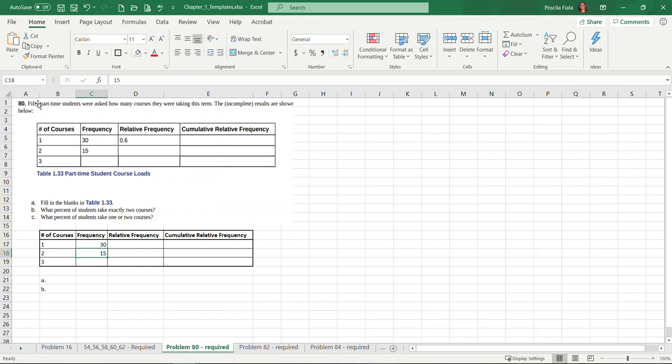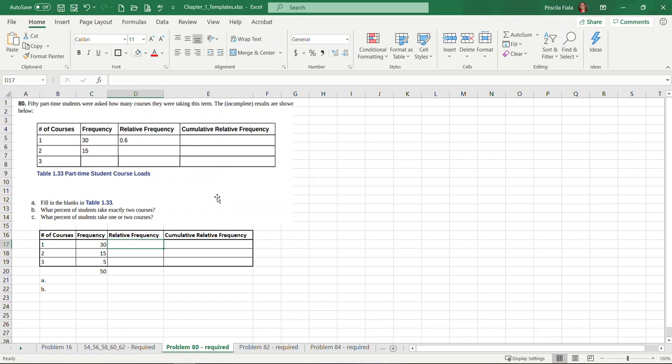Well, if they're talking about 50 part-time students, and you only have here, if you add these two, it's 45, you would know the difference over here is 5. So just to make sure, let's go ahead and do equals 50 minus 30 minus the 15. I'm talking about these two values over here. That's 5. And if you sum all these values, you should get 50. So that's your frequency right there.